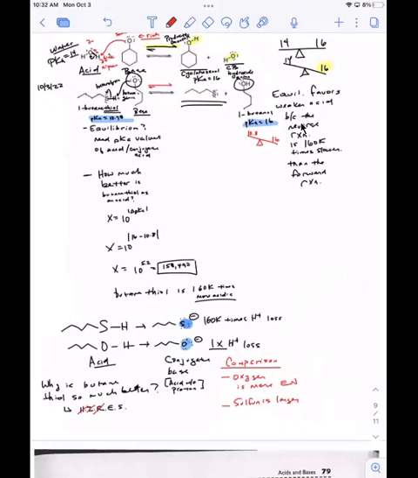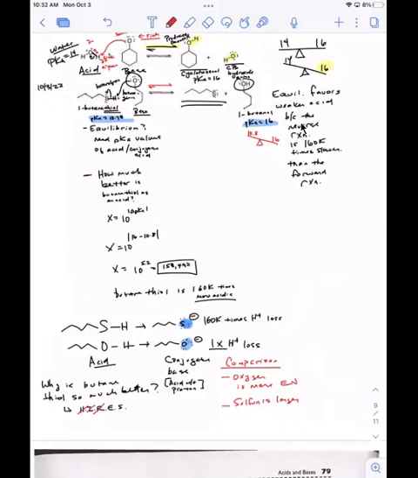Right? Think about it in terms of giving up that proton. The proton is not leaving unless the conjugate base is stable enough to handle that negative charge. So look at the two pKa's up top and tell me which one has the best conjugate base.